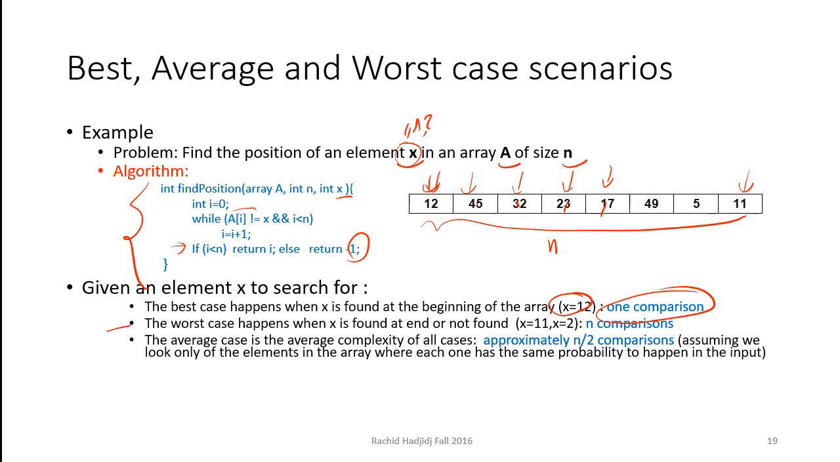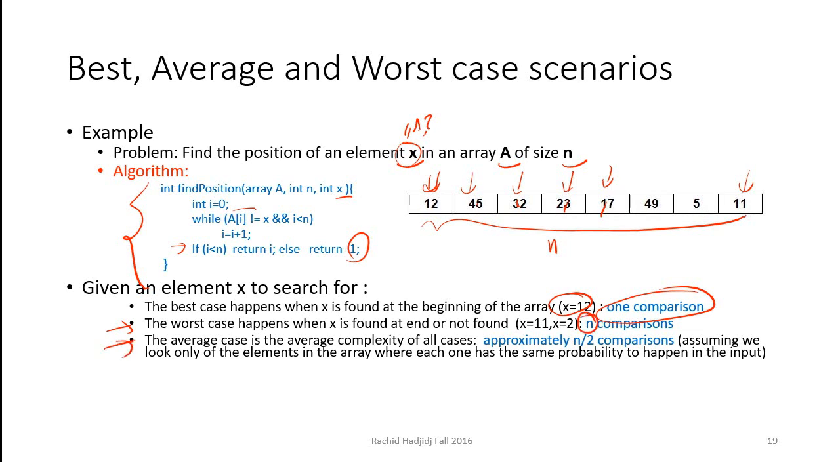The worst case scenario happens if the value of x happens at the end of the array. We're looking, for example, for 11. Or if we're looking for a value which is not in the array. In this case, you need to go through all the elements, and you're going to be performing n comparisons.